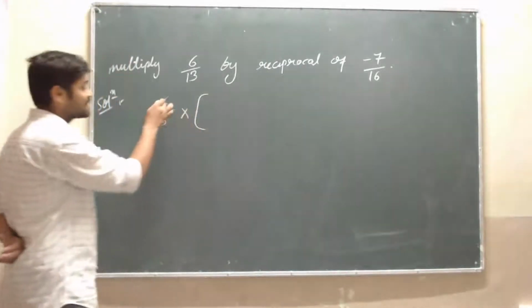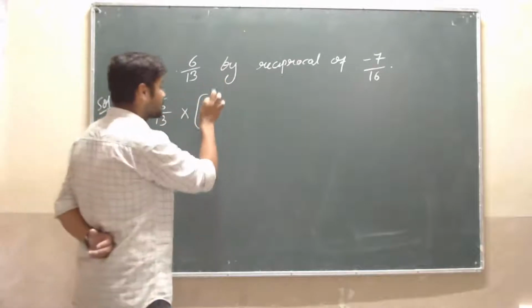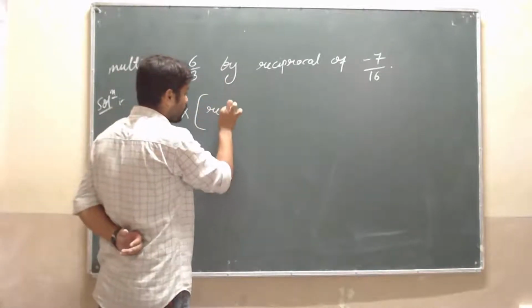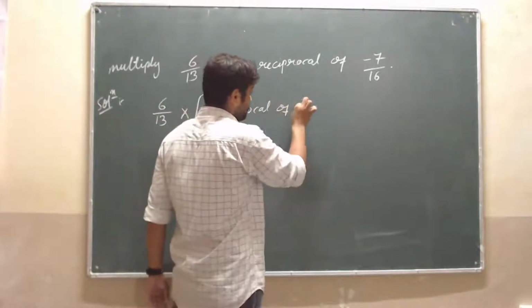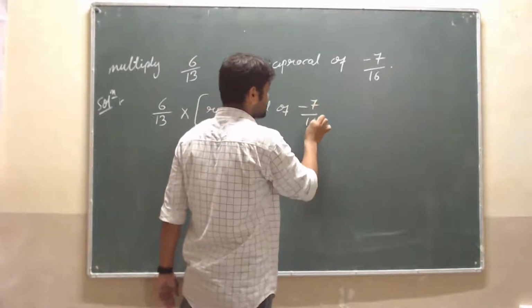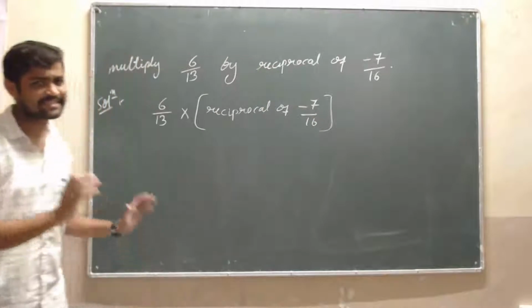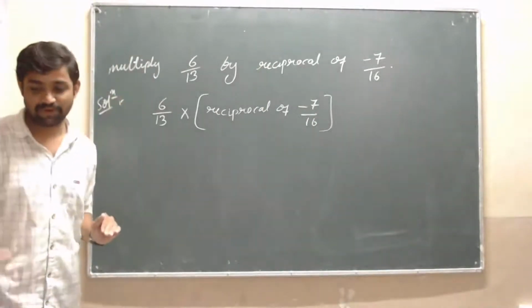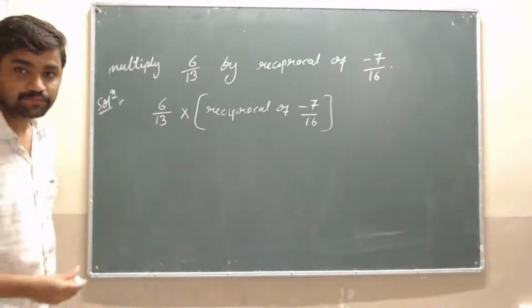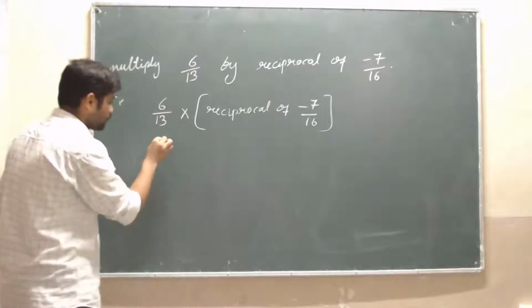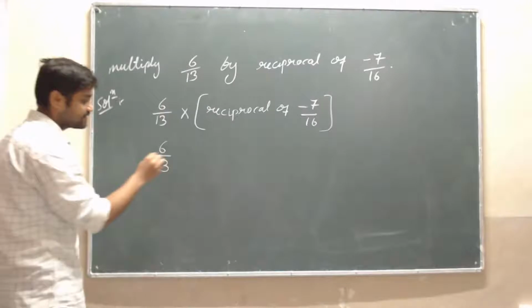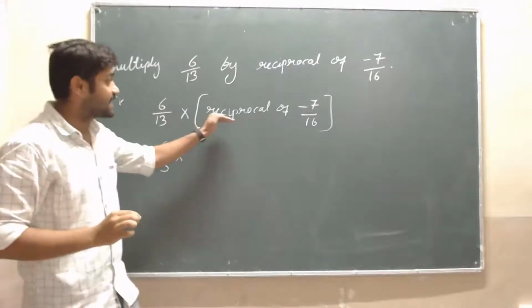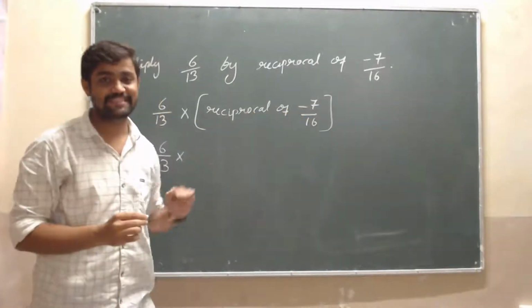Okay, 6 by 13, as well as we have to multiply with the reciprocal of minus 7 by 16. Okay, this is the question, I have just written it in a simpler form. Then move to the next step, that is 6 by 13 as it is, multiply the reciprocal of minus 7 by 16.